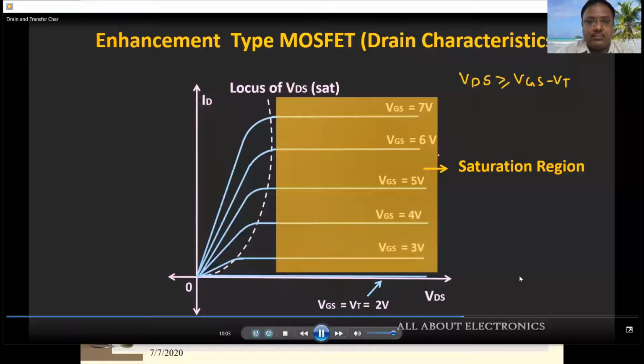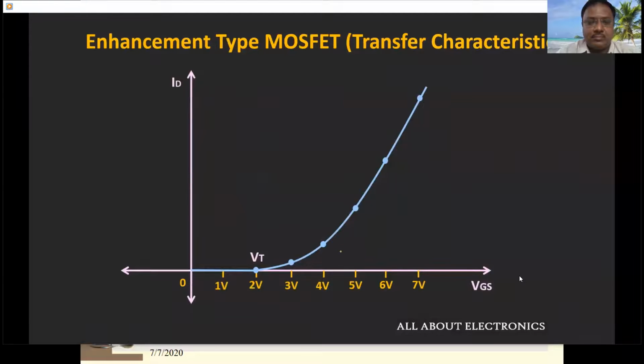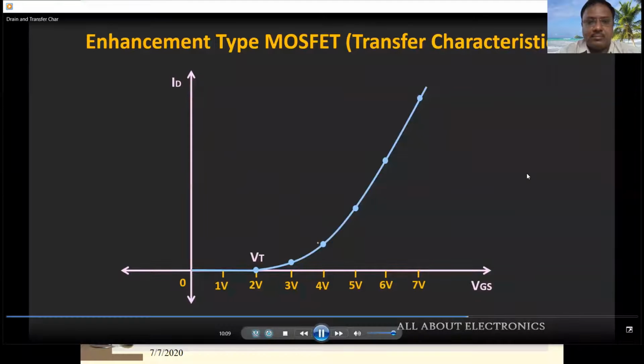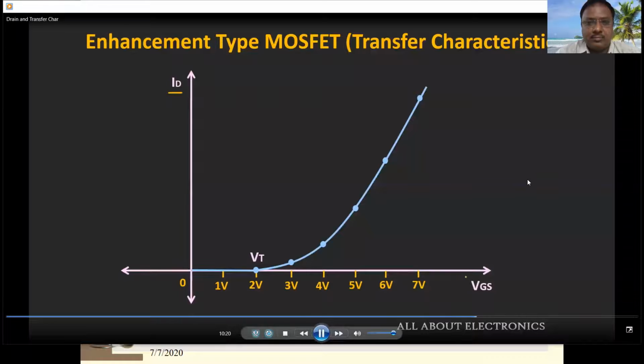So similarly, now let us see the transfer characteristic. The transfer characteristic shows the relationship between the input voltage VGS and the output drain current ID. So basically it shows how the drain current ID changes as we change the value of voltage VGS. And while plotting this characteristic, the voltage VDS has been kept constant.